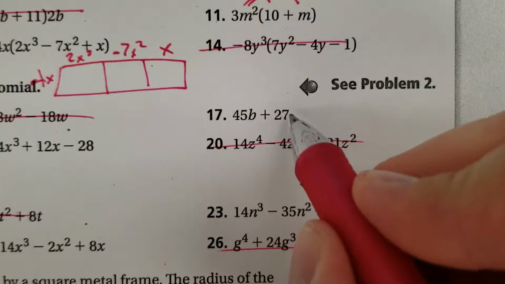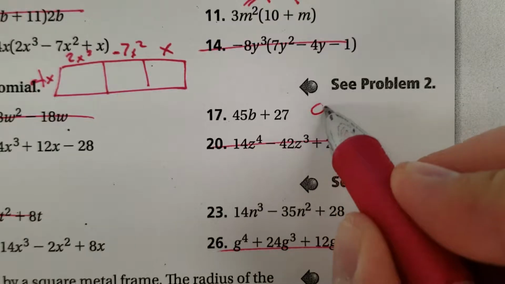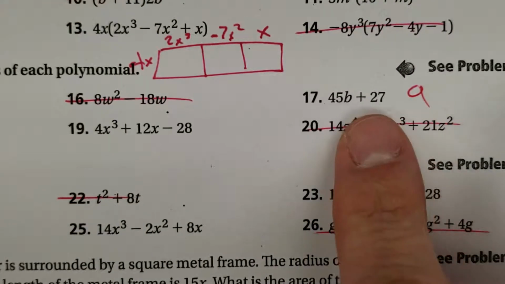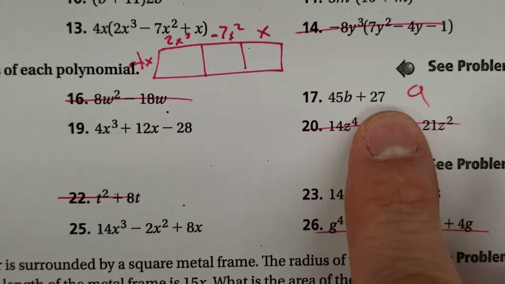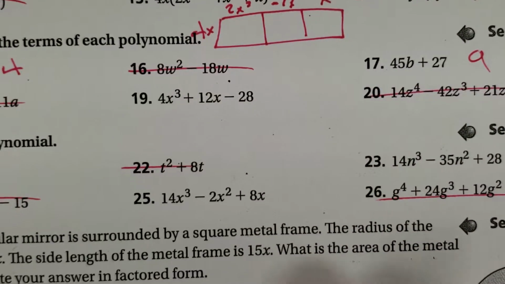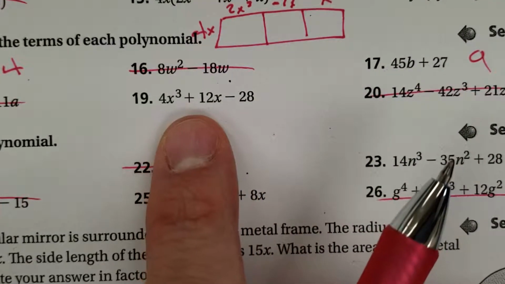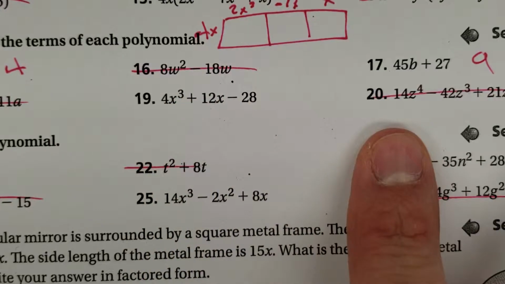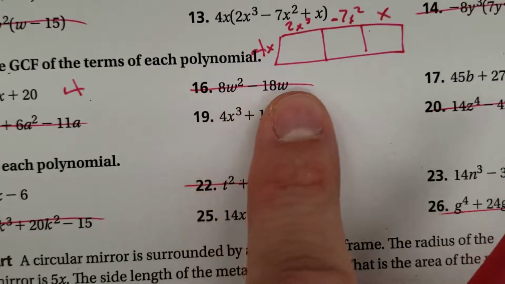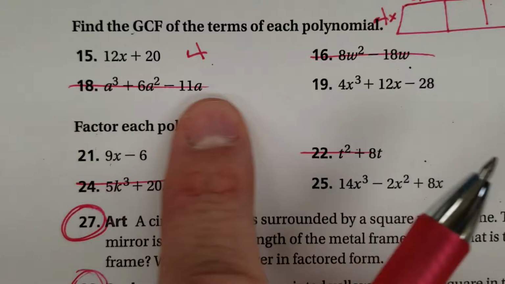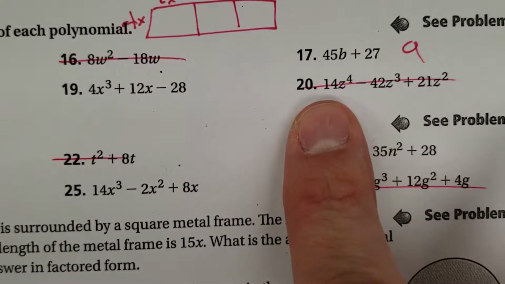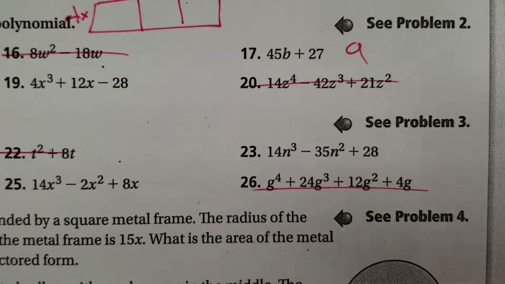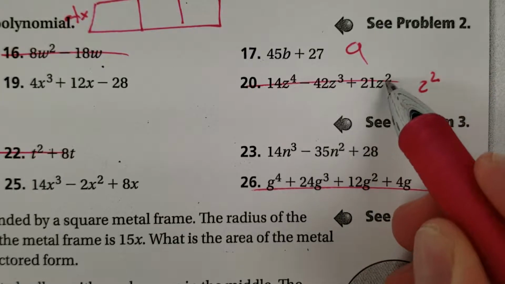Ooh, 45 and 27. I think that's a number that looks kind of like this. And then 27 doesn't have a variable, so you can't take out anything more than that. Same thing here. These are kind of lame. There's really no extra variables. Of course, all the even ones have extra variables. 16, you could take out a W. 18, you could take out an A. And then, ooh, 20, you could take out a Z squared because that's got 2. If it's 2, you can take 2.